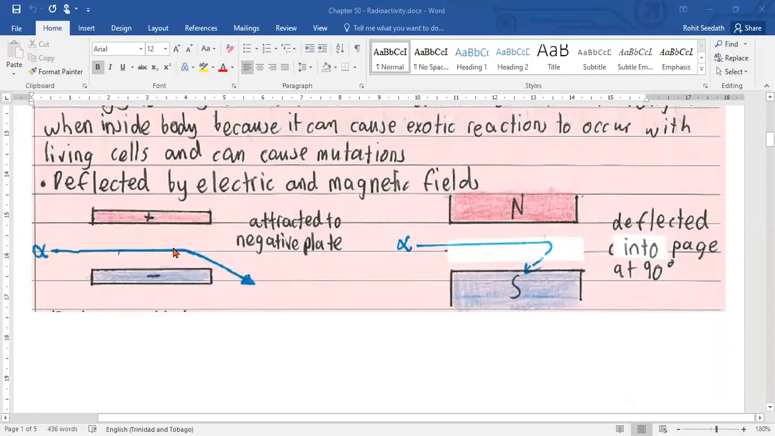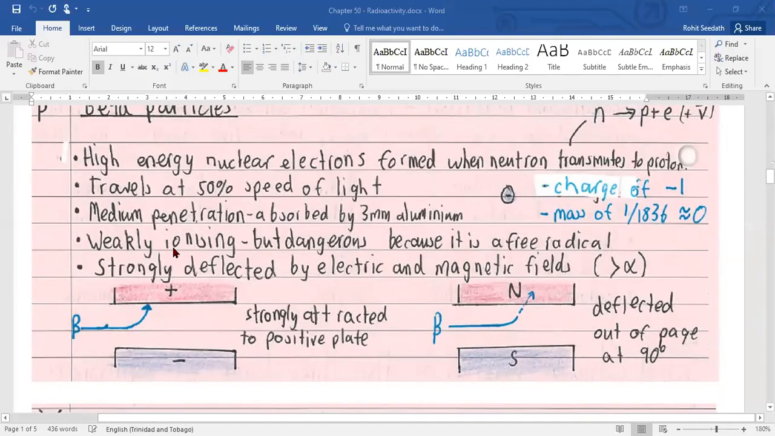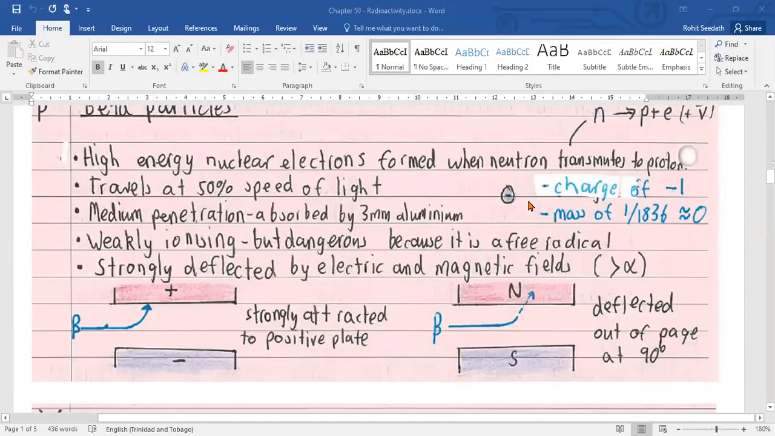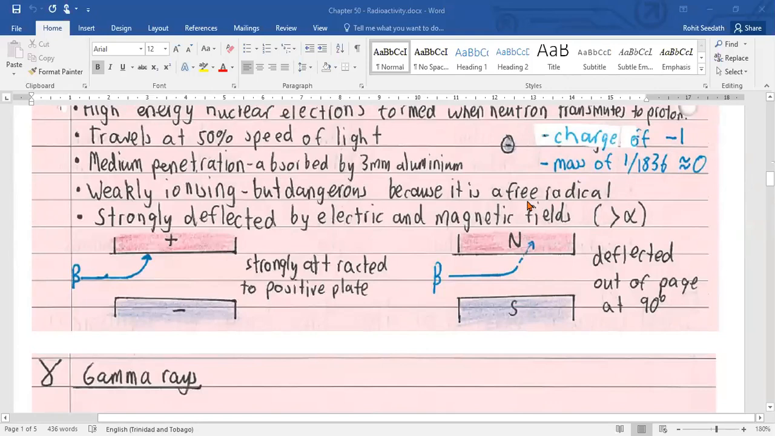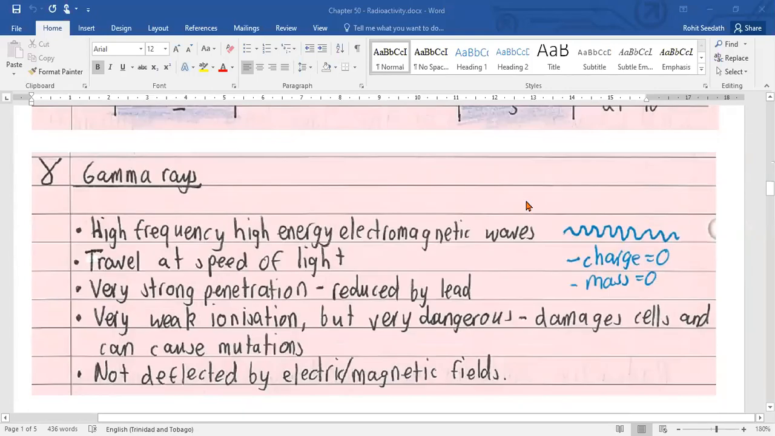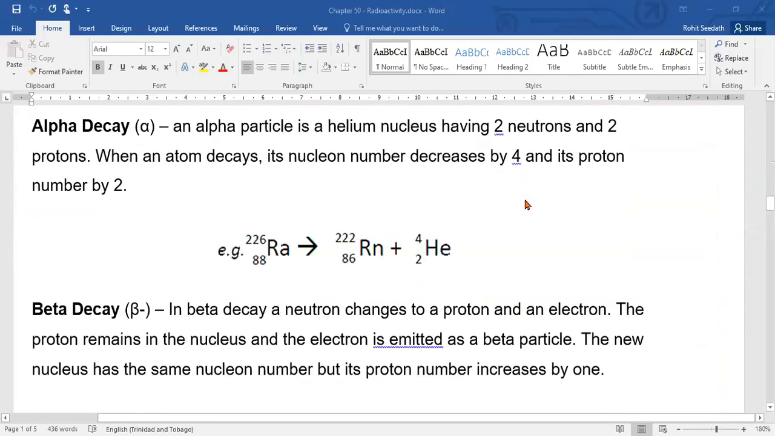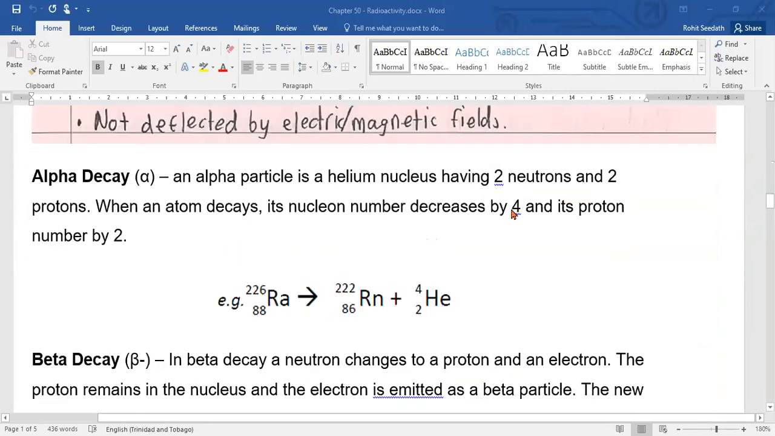However, going back to electric fields, alpha is attracted to the negative plate, while beta is attracted to the positive plate. For alpha particles going through a north-south magnetic field, it is deflected 90 degrees into the page. For beta, 90 degrees out of the page. Good. And gamma rays are not affected by any electric or magnetic fields because they have the shortest wavelength and are one of the strongest waves. Good.